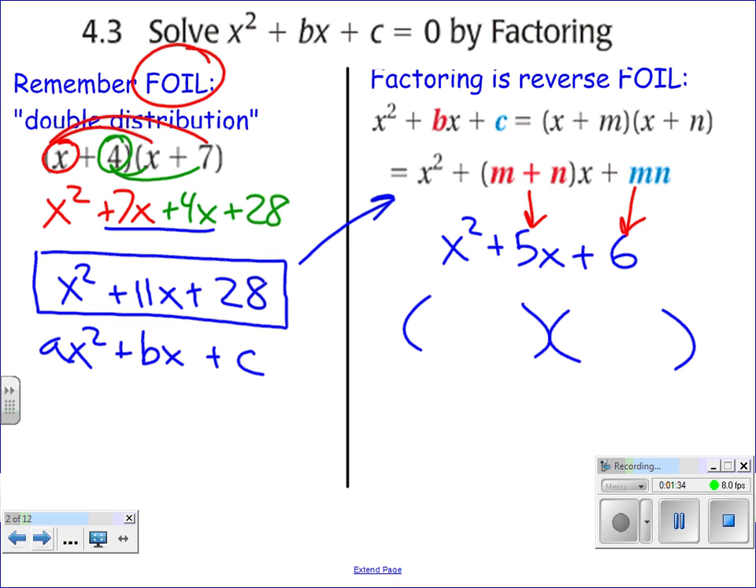So we have to think, what are two numbers that multiply to 6 that add together to 5? Well, that's going to be 2 and 3. And we want to follow suit with that. So again, this going backwards of the distribution process is what happens. The middle term is the added term. The last term is the multiplied term. So again, this should be refreshing some memories from first year algebra as well.